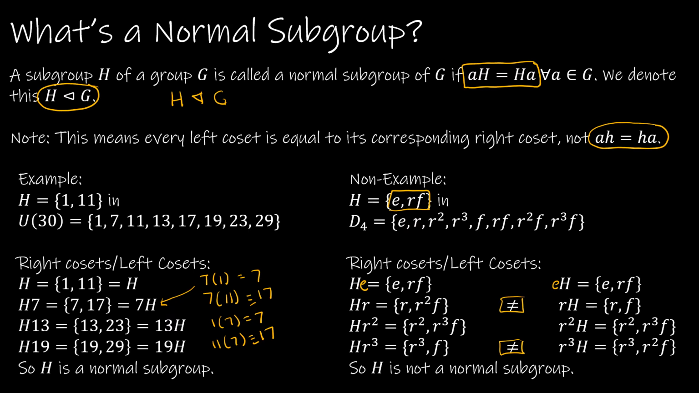What you'll notice, and we'll talk about these properties later, is that both e and r squared are actually the center of our group, and that is why those end up with the same left and right cosets.